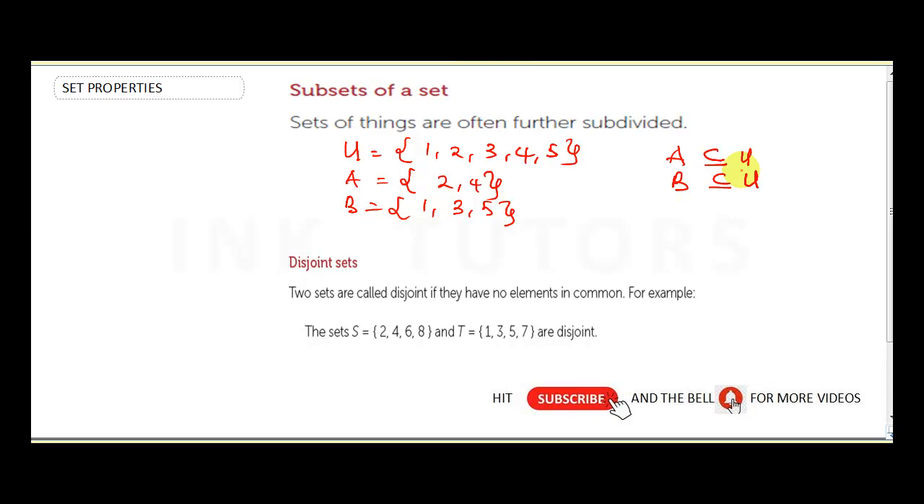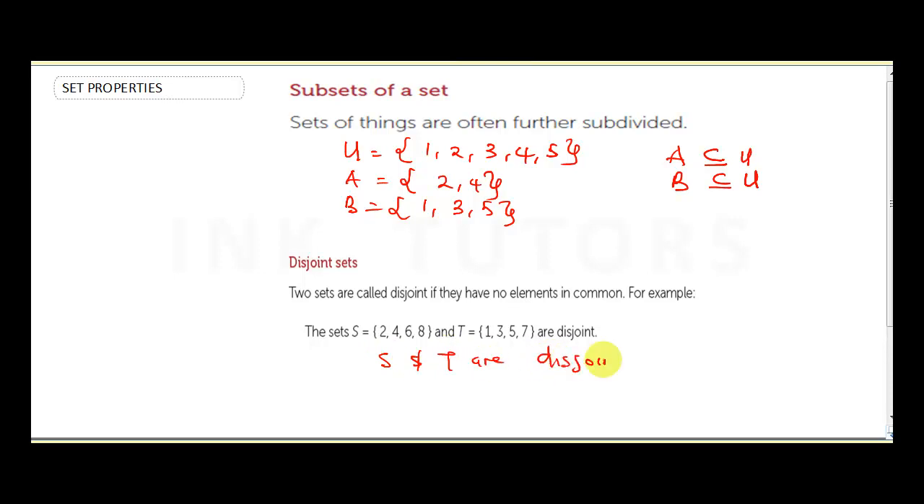The next one we'll be talking about is disjoint sets. Two sets are called disjoint if they have no element in common. When there is nothing in common between the two sets, you say they are disjoint sets. For instance, we have the set S, which is 2, 4, 6, and 8, and we have T to be 1, 3, 5, and 7. As you can see, there is nothing in common between both of them, so you can say S and T are disjoint.